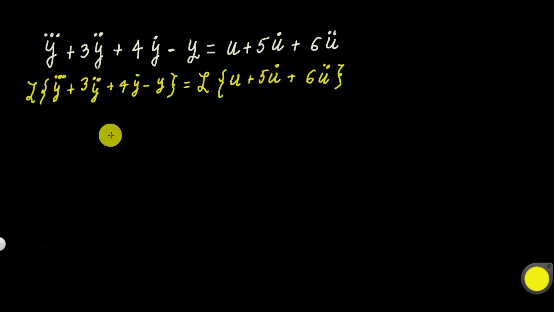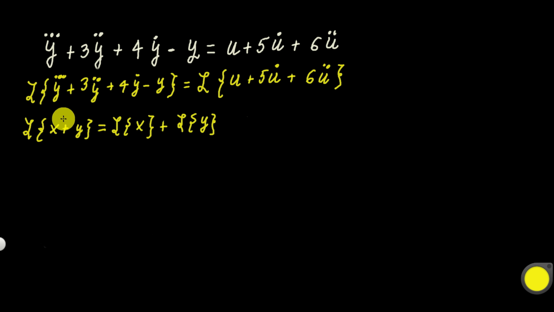The next step is to use one very nice property of the Laplace transform operator. Namely, the Laplace transform operator is a linear operator. Linearity means the following. If you have two signals, x and y, then their Laplace transform, that is the Laplace transform of x plus y, is equal to the Laplace transform of x plus the Laplace transform of y. What happens if you have a minus sign? Well, if you have a minus sign, the same rule applies. You will only have minus over here.